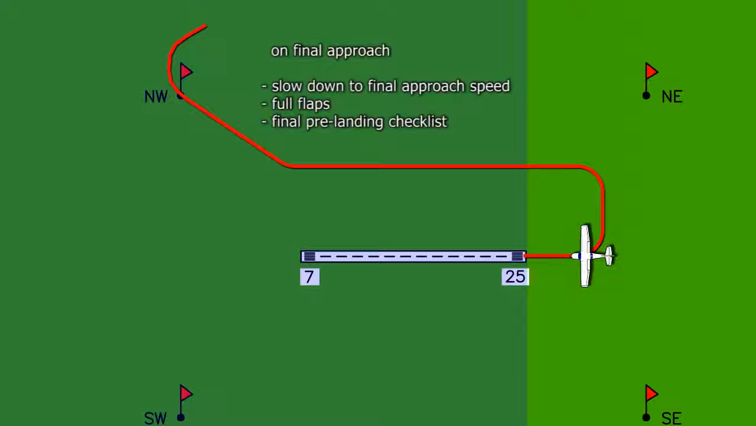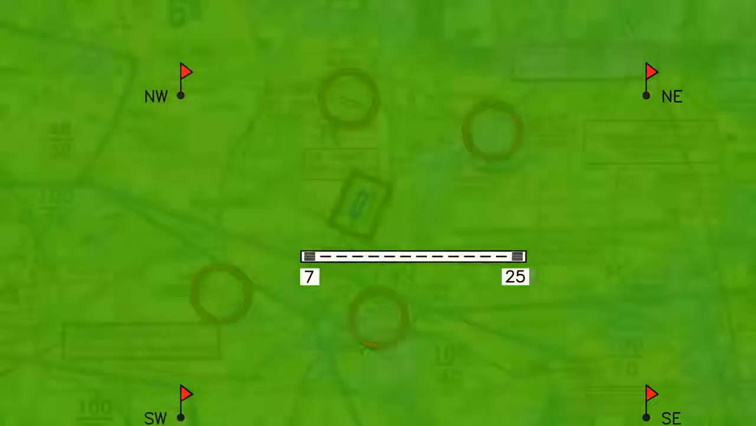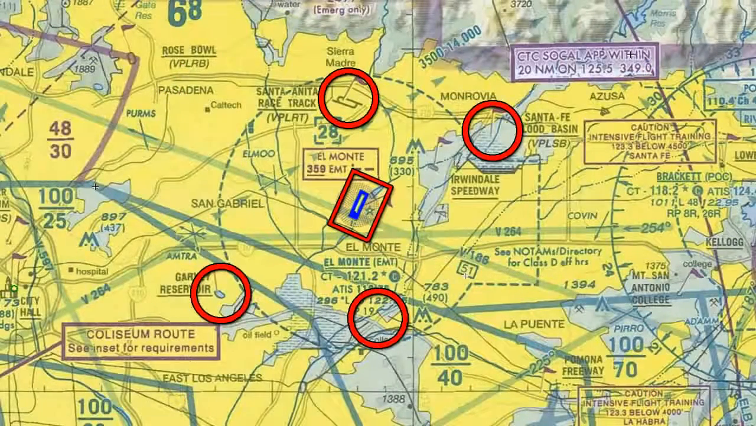Now that I've explained basic traffic pattern entries from different directions, for part 2 of this lesson I will actually use a real airport with real traffic pattern entry points and show you how that works out in real life.